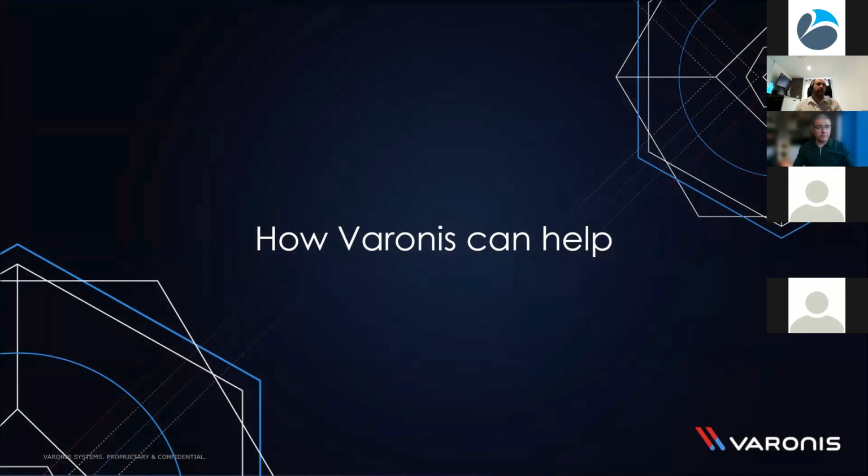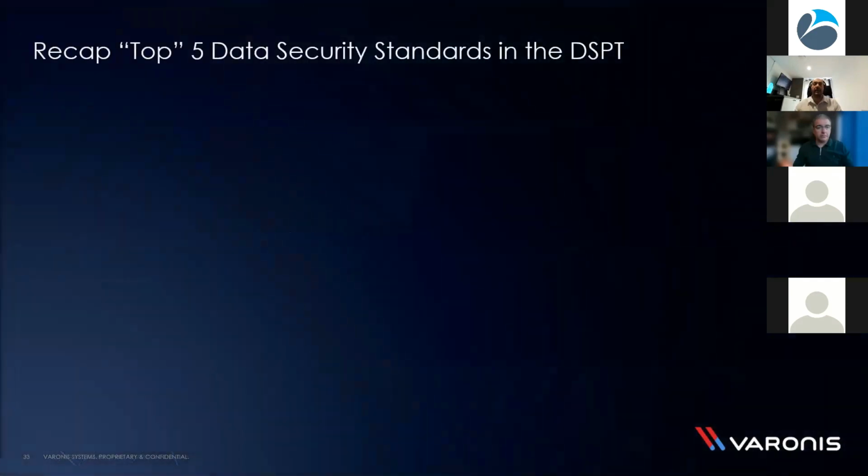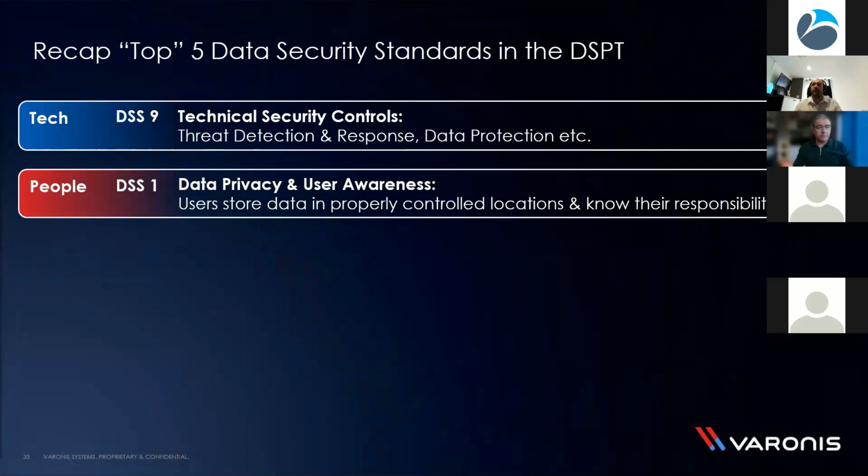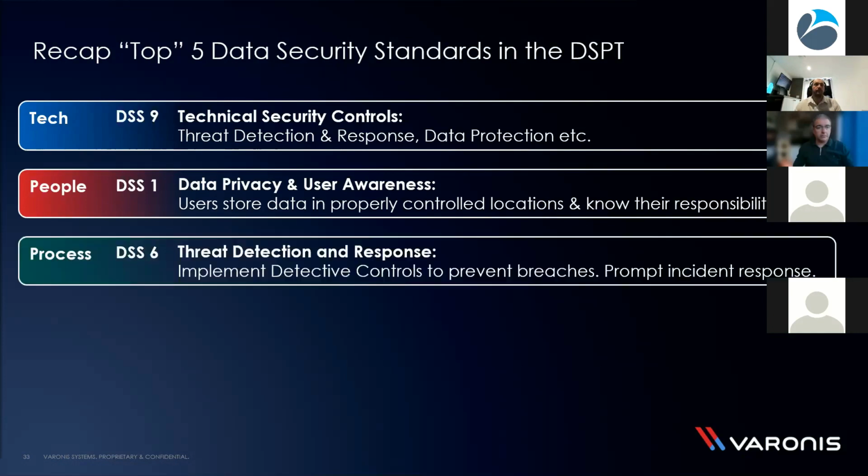So, how can Varonis help with all of this? If we start by recapping what the top 5 data security standards for DSPT were, we look at DSS9, which is the technical security controls. So looking at threat detection and response, making sure you can detect any abnormalities, make sure you can detect how data is being accessed and processed within your environment, and making sure that the data itself is protected. And we look at data privacy and user awareness, and making sure that users are storing their data correctly, it's being processed in the right locations, and ultimately the individuals in question know what their responsibilities are.